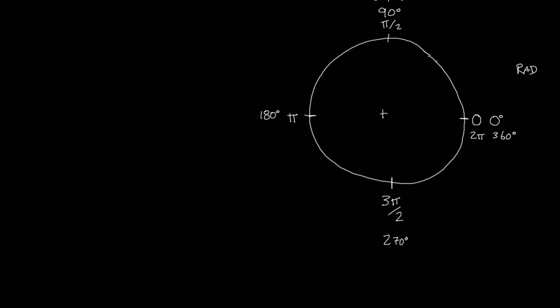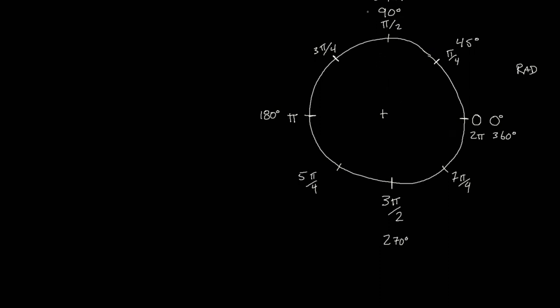And so if you wanted to know what 45 degrees is, it's just half of pi over 2. So pi divided by 2, which is pi over 4. And so if you want to know this angle here, you have 1 pi over 4, 2 pi over 4, 3 pi over 4, 4 pi over 4, 5 pi over 4, 6 pi over 4, 7 pi over 4.